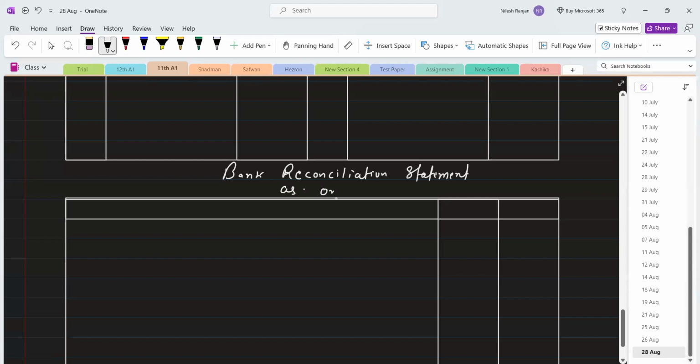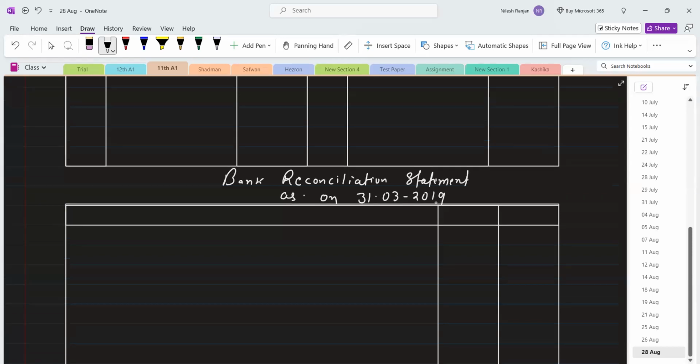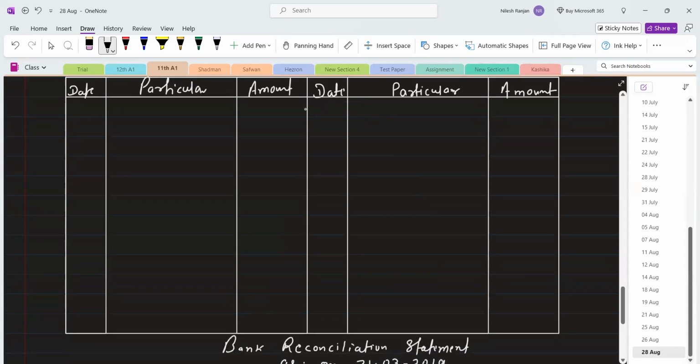What is the date? Date of the transaction is 31st March 2019. Now the first transaction is bank overdraft as per cash book, meaning negative balance of cash book, credit side balance of cash book, you can say. So first of all, we will write here, first transaction, by balance B/D. The amount is 80,000.